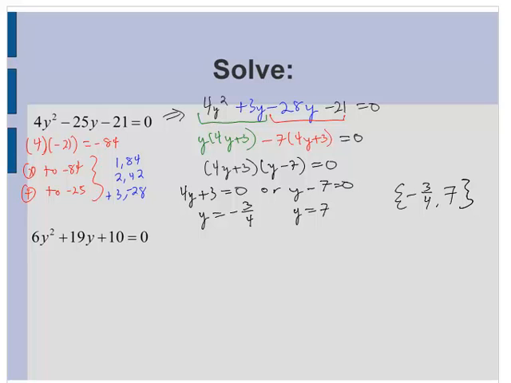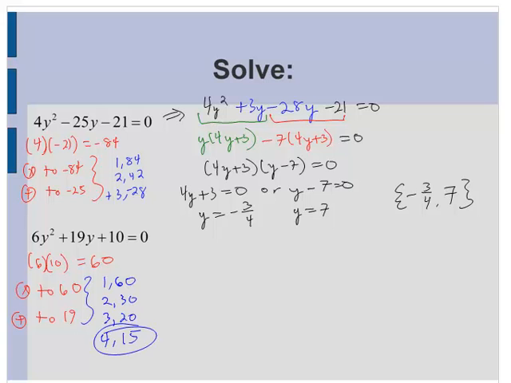All right, why don't you try the next one on your own? 6y squared plus 19y plus 10 equals 0. No common factor. So let's see, 6 times 10 is 60. I need a pair of numbers that multiplies to 60 and adds to 19. 1 and 60, 2 and 30, 3 and 20, 4 and 15. That's the pair that I want. Both positive would give me a sum of 19.